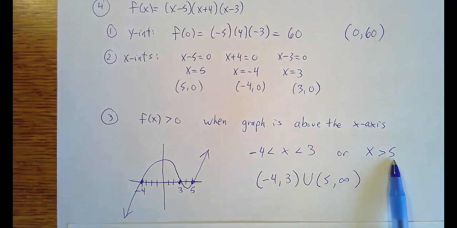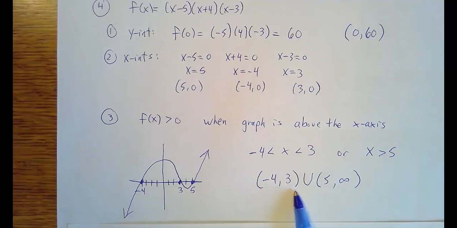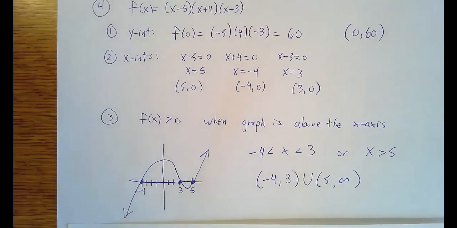And we're asked to write our solutions in interval notation. So x between -4 and 3 would look like this, parentheses, -4, 3, parentheses. Or we use a capital U in WebWork, so it's a union symbol. And then x greater than 5 would be parentheses 5, infinity. And we can type in INF for infinity.